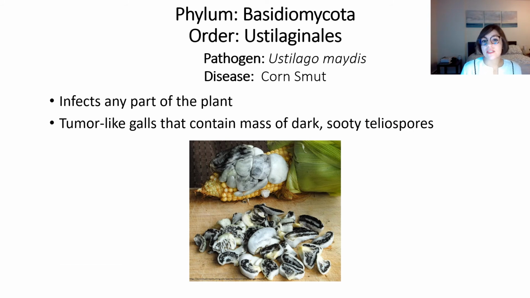A very interesting pathogen from the phylum Basidiomycota of the order Ustilaginales is Ustilago maydis, which causes the corn smut, and it affects any part of the plant, causing the development of tumor-like galls that contain most of the teliospores. An interesting thing about the corn smut is that in Mexico they usually eat the infected plants, and that's a very typical traditional food for Mexicans.